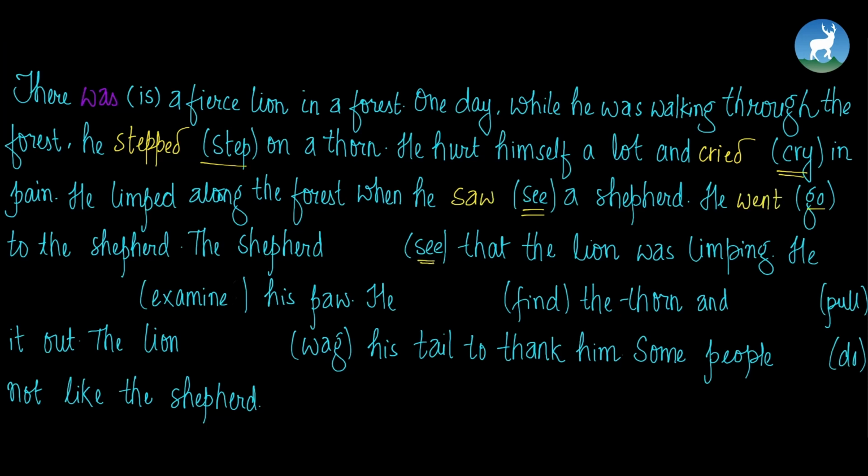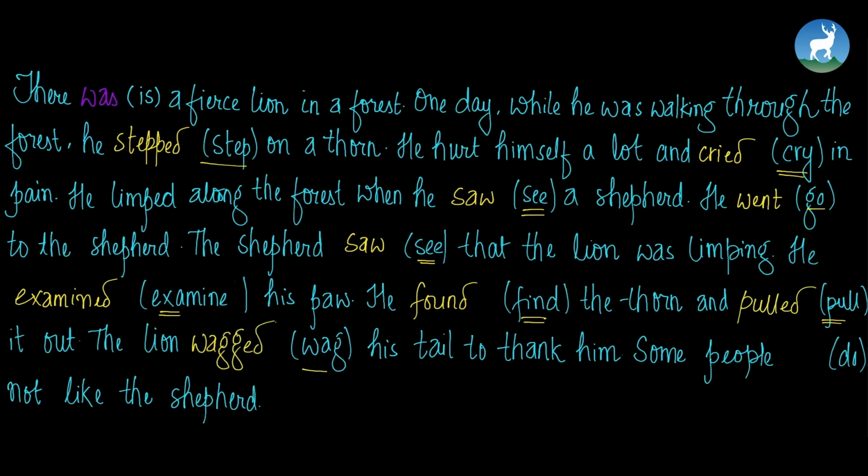The shepherd saw that the lion was limping. He, the past form of examine is examined. He examined his paw. He, past form of find, found the thorn and pulled it out. The past form of pull is pulled. The lion wagged his tail, the past form of wag, to thank him. Some people did not like the shepherd. The past form of do. So kids, we have filled in the simple past form of the verbs in the brackets to complete the story.